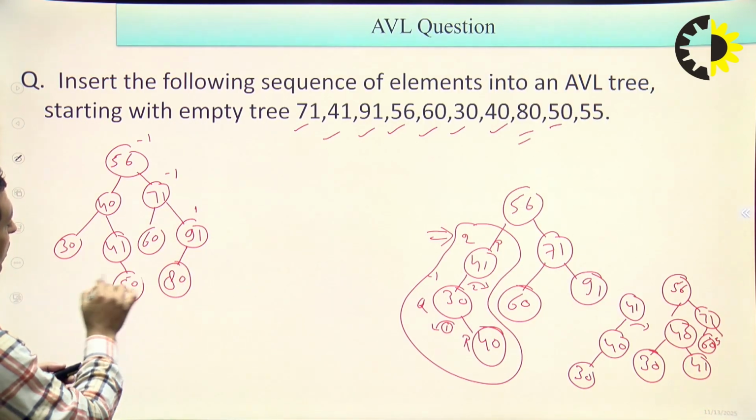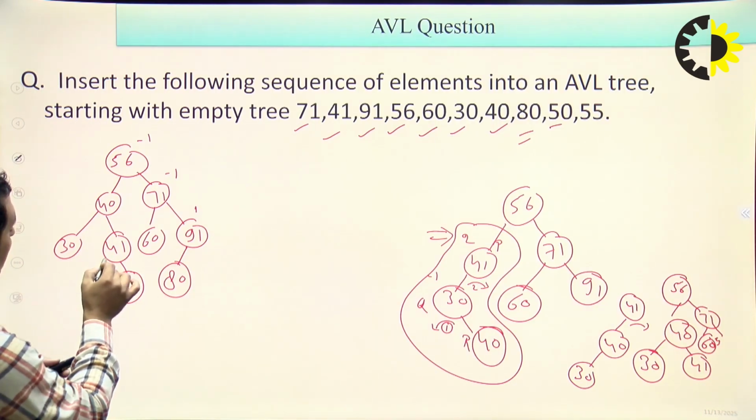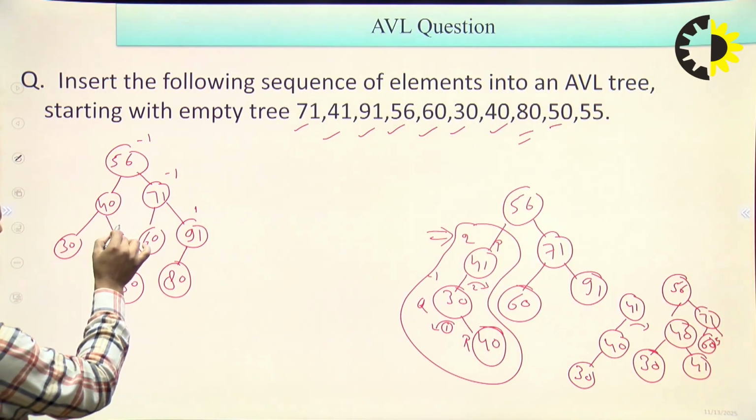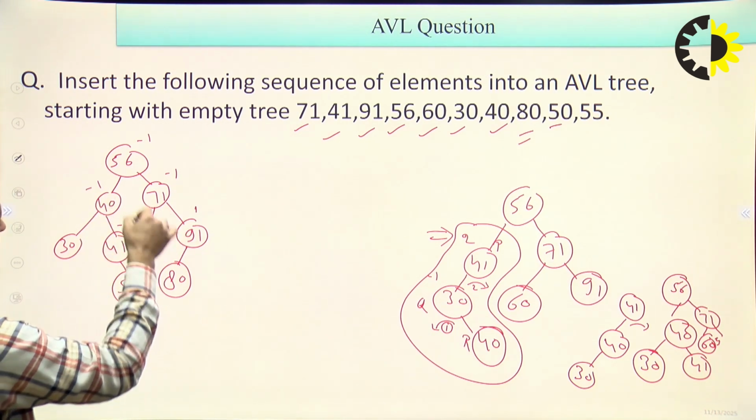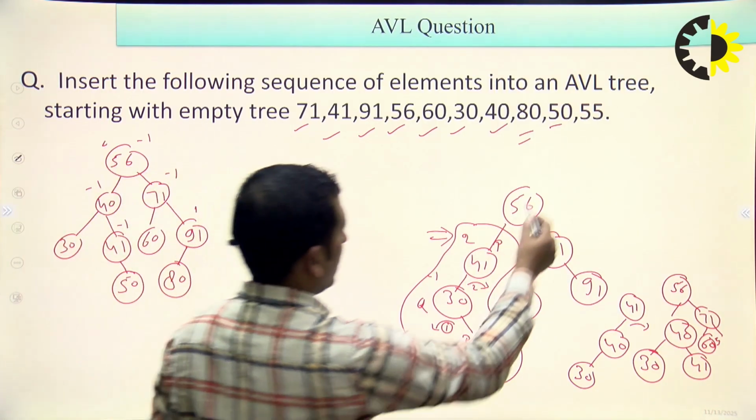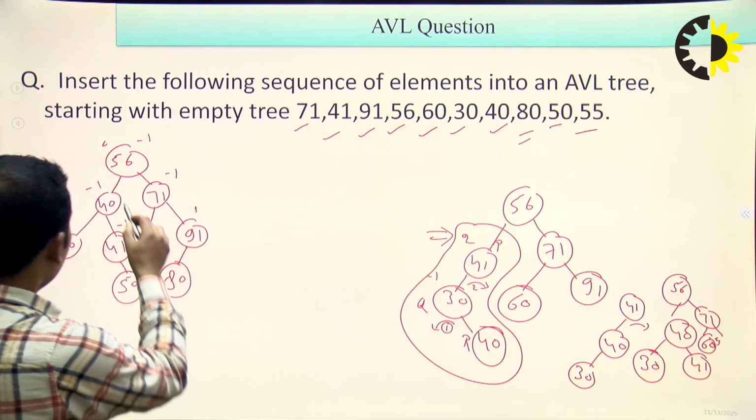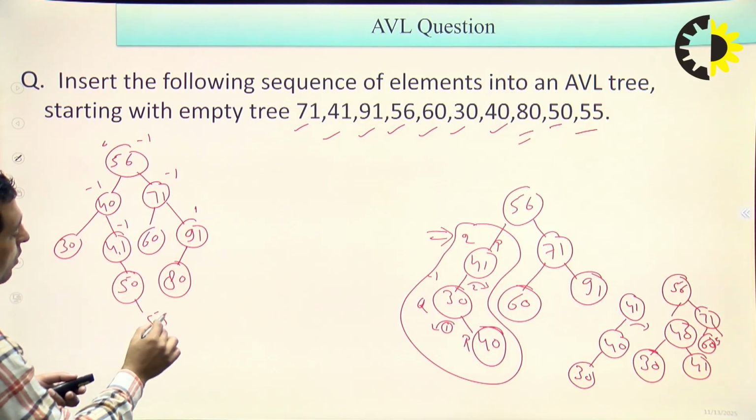Now, after inserting 50, calculate the balance factor of the ancestors. This is okay, this is minus 1, this is 1 minus 2, minus 1, this is 1, 2, 3, 3 minus 3 is 0. Okay. Now insert the next node, that is 55. Where to insert? Less than 56, greater than 50, now this is 55.